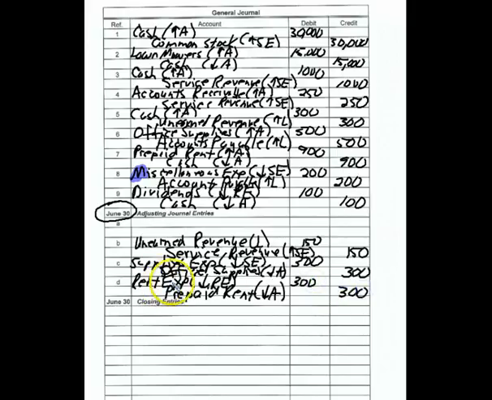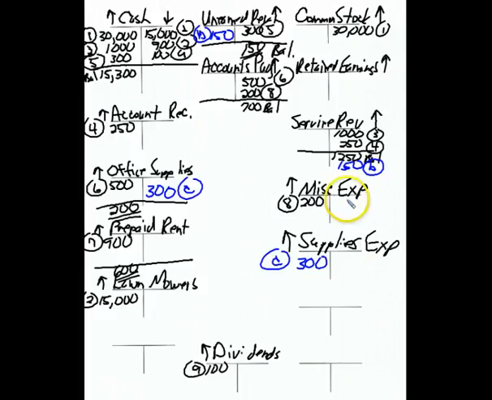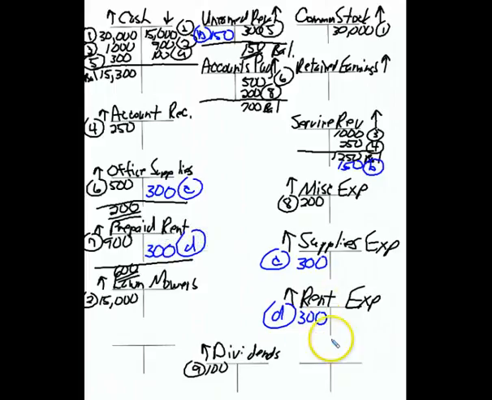So we're going to record the expense and reduce the asset prepaid rent. Let's go post that. We do not have a rent expense account, so let's set one up. Expenses go up with debits. So on D, we debited rent expense $300 and we credited prepaid rent $300. So now we have expensed rent for the month of June.